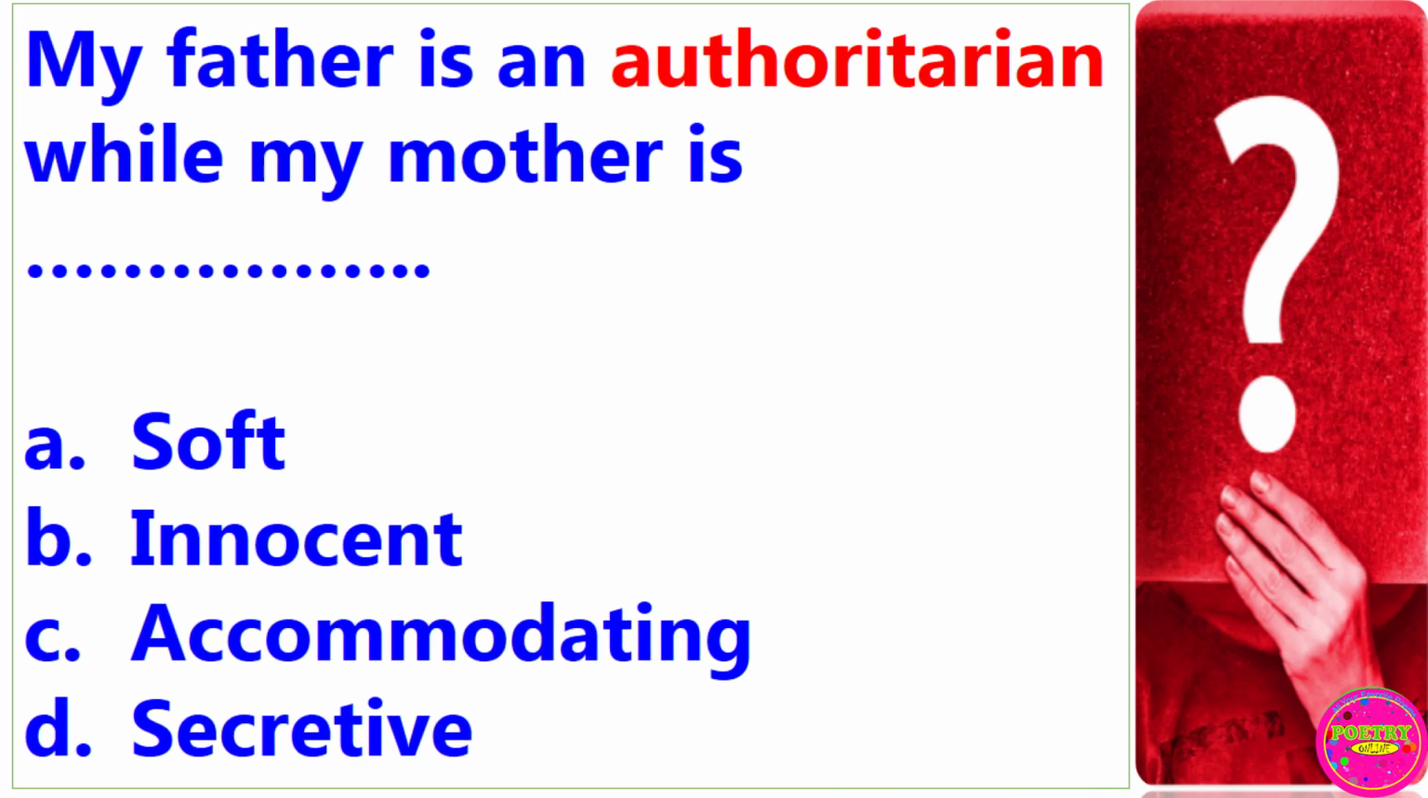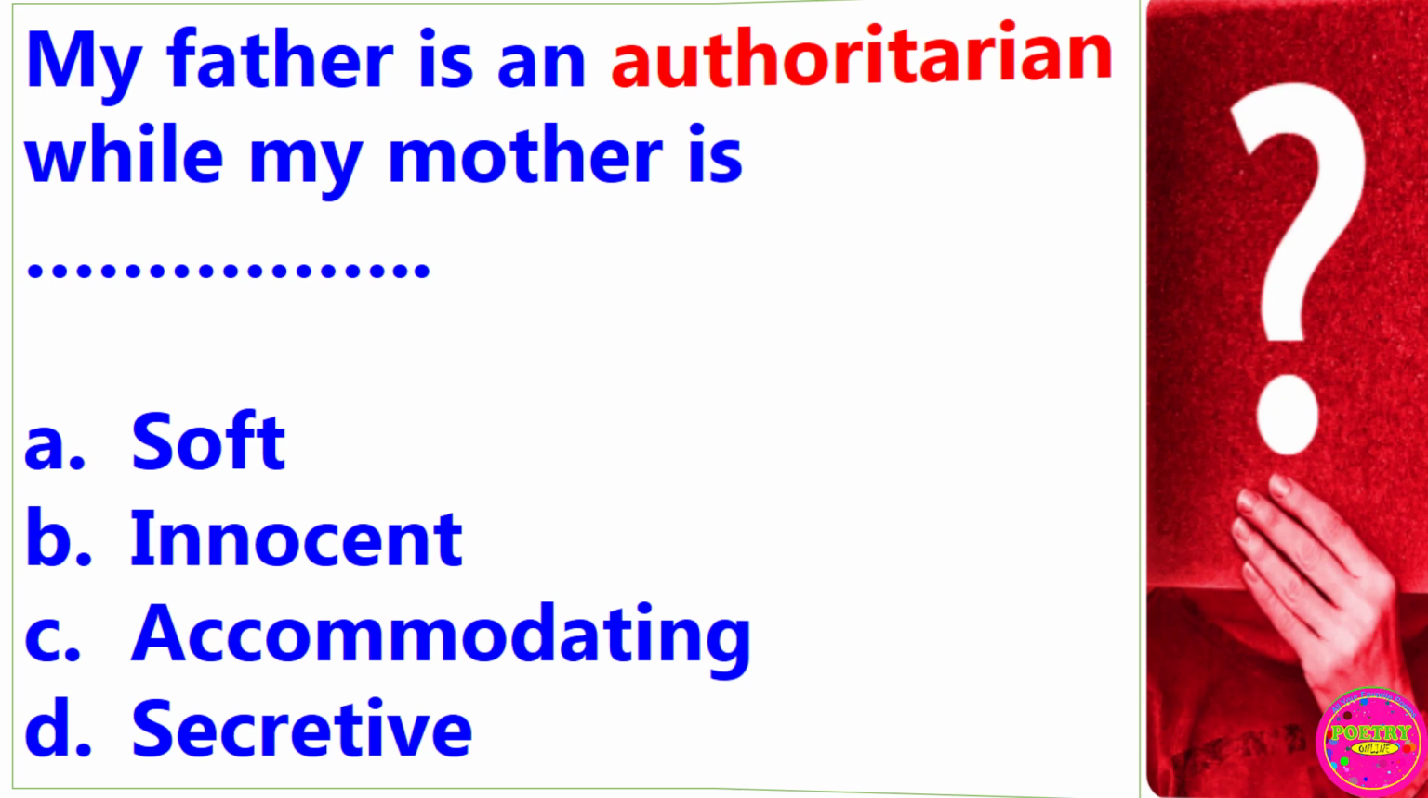My father is an authoritarian, while my mother is dash. So, anyone who knows the meaning of the word authoritarian will tell you that option letter D, secretive, is out of place. Innocent is equally out of place. Soft is equally a wrong answer. So the correct answer here is accommodating.